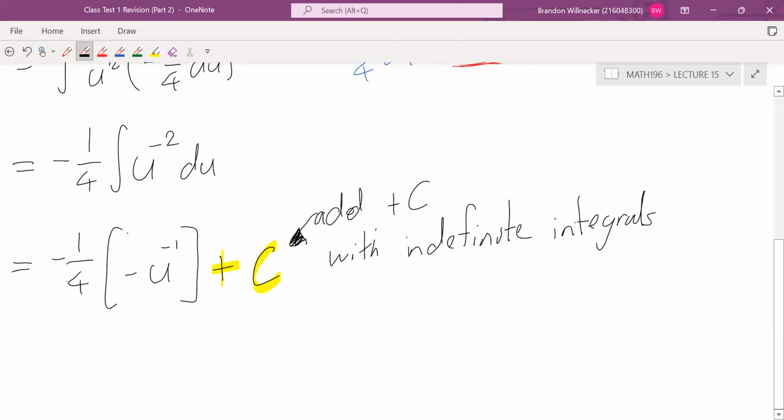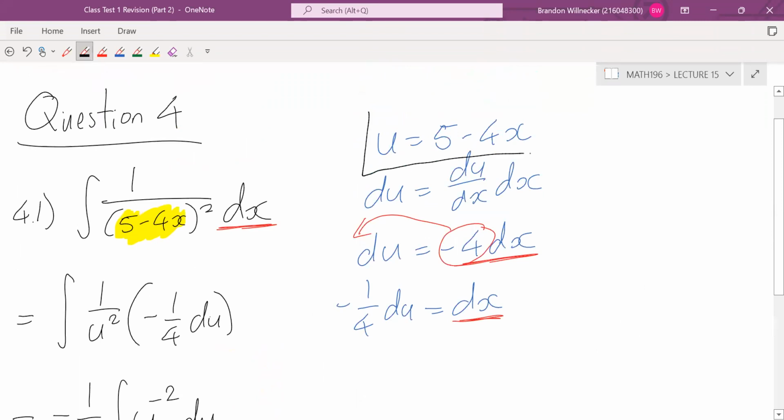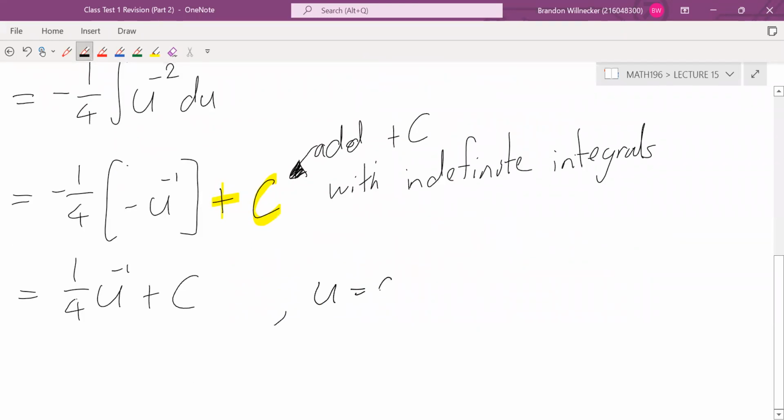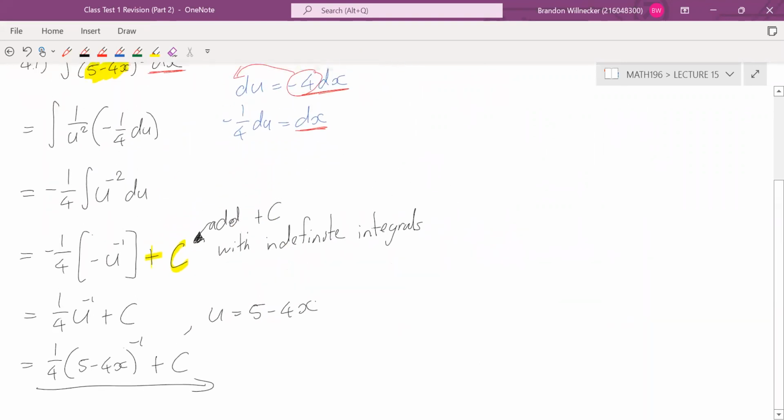Okay, so now the minus from the minus 1/4 and the minus inside the brackets, they're being multiplied, so that just becomes 1. So we end up with 1/4 u to the minus 1 plus c. But we don't want to leave our answer in terms of u. We want the answer in terms of x. So remember, u is equal to 5 minus 4x. So our final answer will be 1/4 (5 minus 4x) to the minus 1 plus c. Okay, so that's after substituting back.